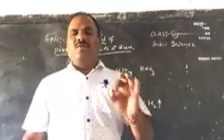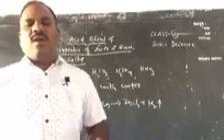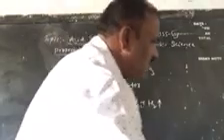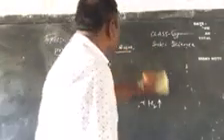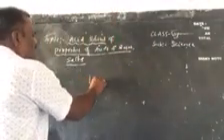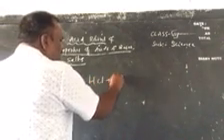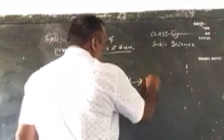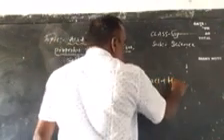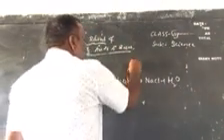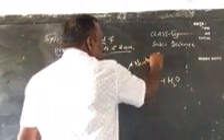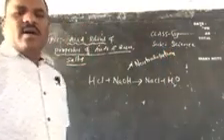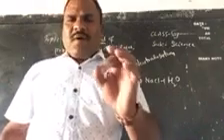Acids react with bases to produce a salt compound and water. For example, when we take the acid HCl plus the base NaOH, when these react together, we produce a salt compound and water. This reaction is also called a neutralization reaction. So these are the properties of acids.